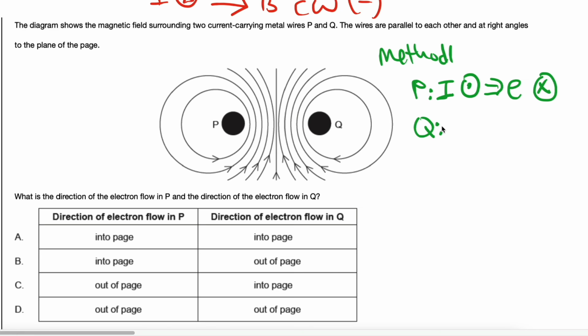And using the same method for Q, again curl your fingers in the same direction of magnetic field, which is here. And then your thumb represents the direction of current, and your thumb will point into the page. So current will point into the page. And because conventional current is opposite to the direction of electron flow, electron flow will point out of the page. Right? And this will give us the answer B.